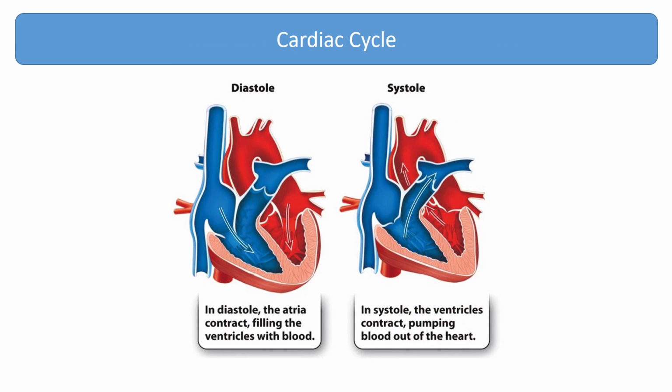Heart contractions are coordinated such that both atria contract at the same time, followed by the paired contraction of the ventricles. The full process of atrial and ventricular contractions makes up the cardiac cycle. The cardiac cycle is divided into two main phases based on the status of the ventricles.